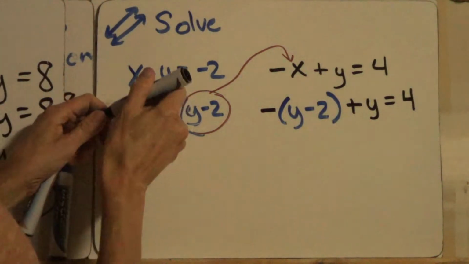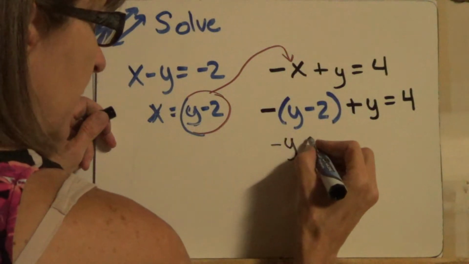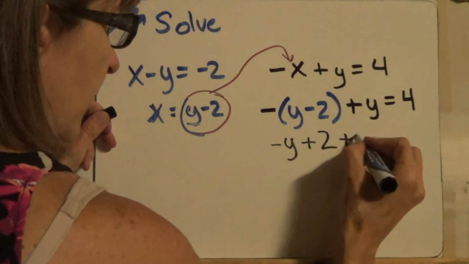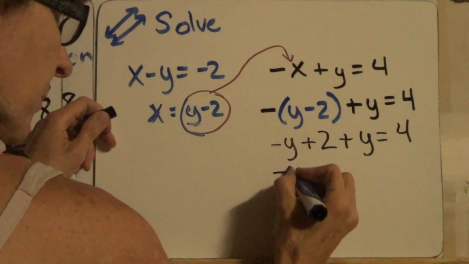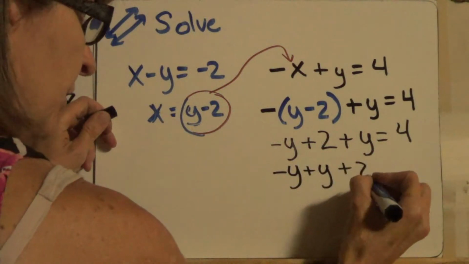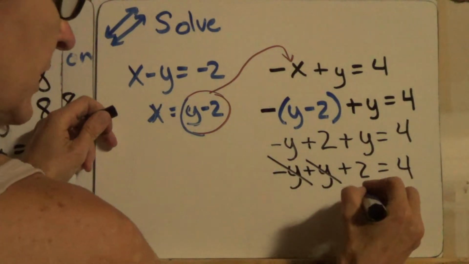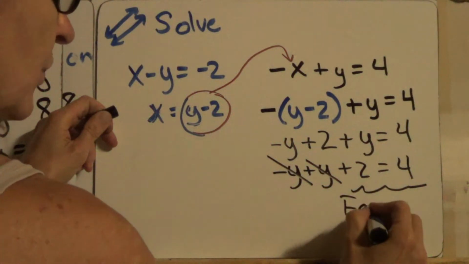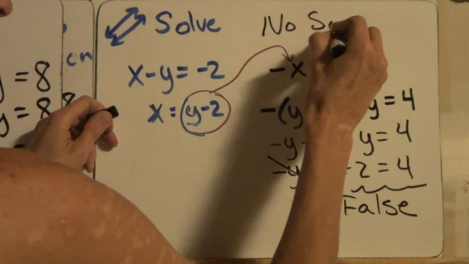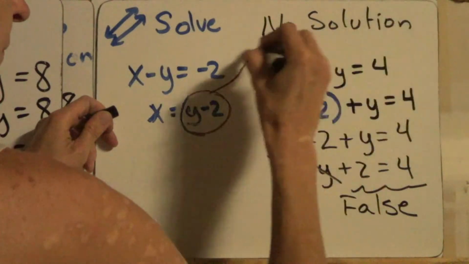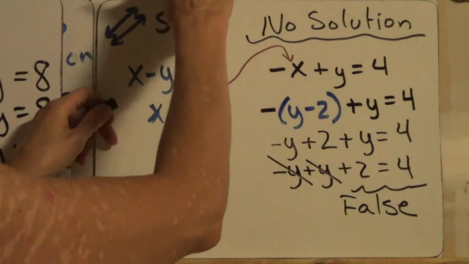Now we do need to distribute that negative. Negative times a positive y is negative y. Negative times a negative 2 is a positive 2. Plus y equals 4. We do the commutative property and move our y's together. We have a minus y plus y plus 2 equals 4. These y's cancel each other. 2 is not equal to 4. That's false. So if you get a false answer, you know that these are parallel lines. It's no solution. And it will be a false answer because your variables have canceled and you just have two numbers there.